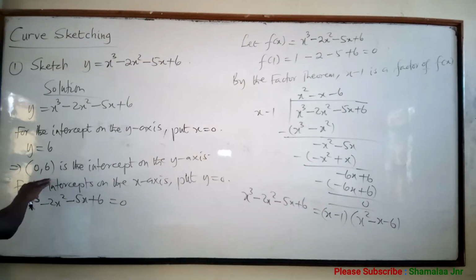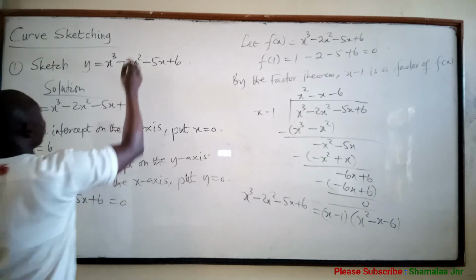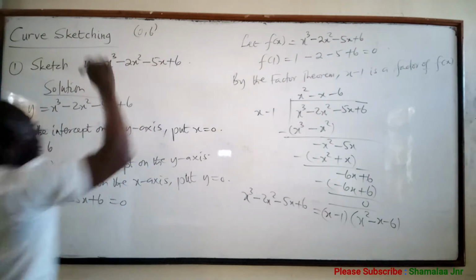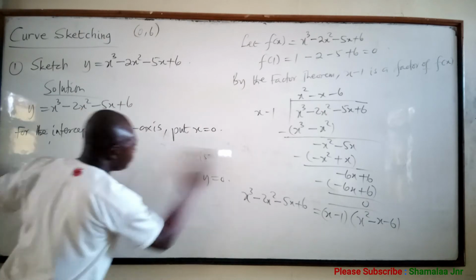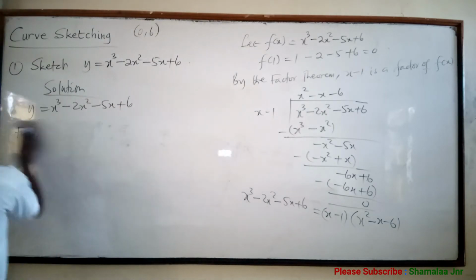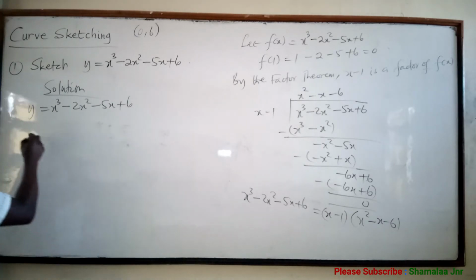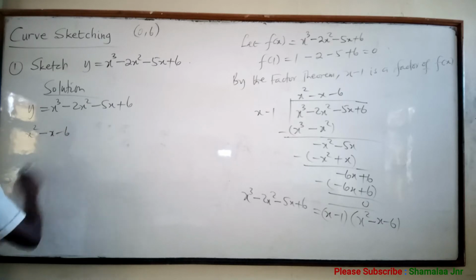You know that the intercept on the y-axis is this. It is very, very important. This one. So let's write it somewhere here. 0, 6. Yes. So let me clean this. What this means is that I already have something like this. Let's work on x squared minus x minus 6.